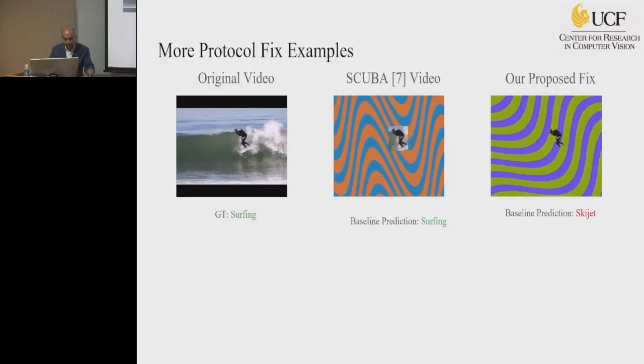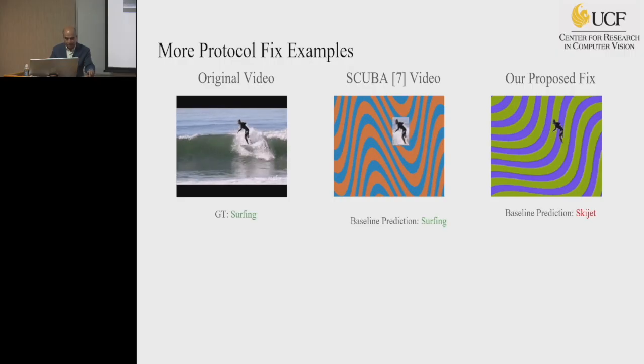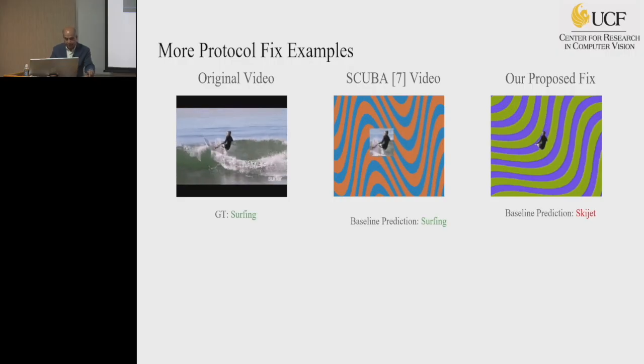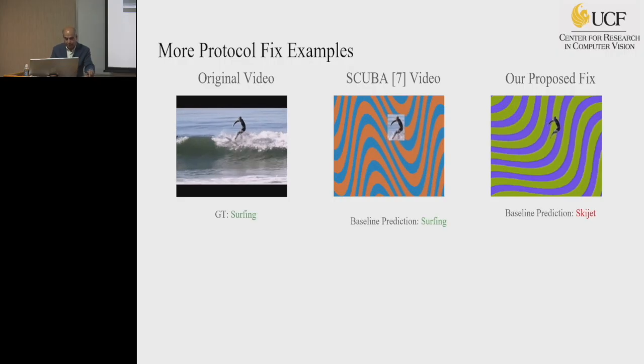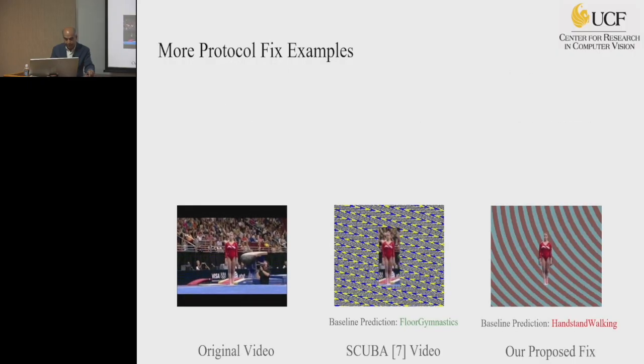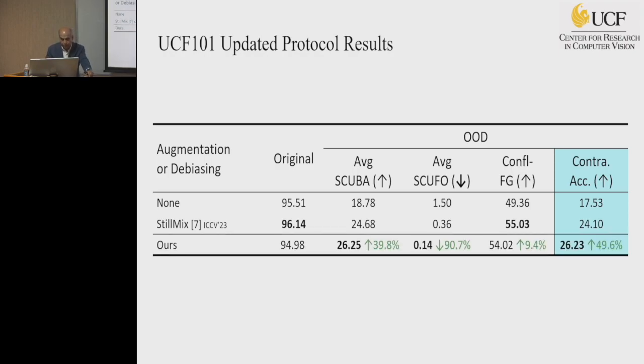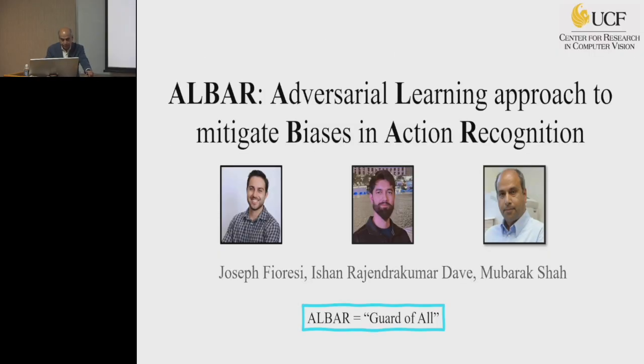And there are some more examples in the surfing. This is what they had, which is pretty unrealistic. But this is an actual person surfing, and so on. More examples. When we do that, we get about 50% improvement compared to much less before. Okay, so this is the bias in action recognition.